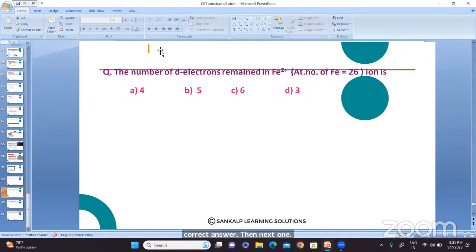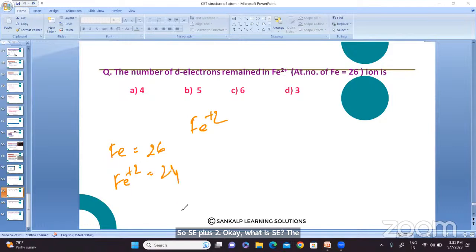The number of d electrons remaining in Fe2+, where the atomic number of Fe is 26, is: A 4, B 5, C 6, D 3. So Fe2+. What is Fe? The atomic number of Fe is 26. Fe2+ means it will be 24, two electrons fewer.